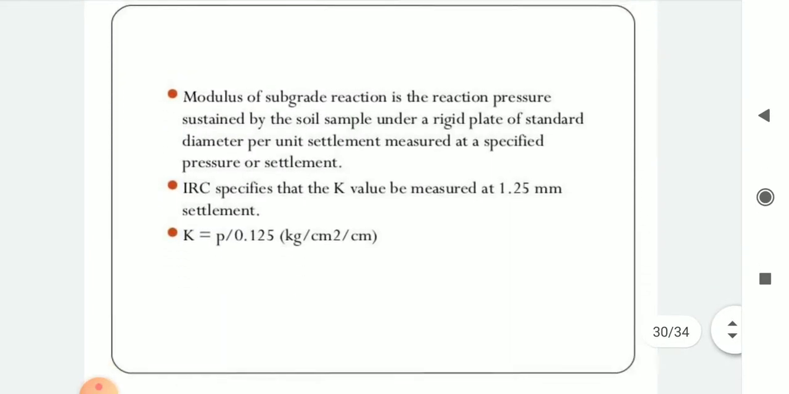Then the modulus of subgrade reaction is the reaction pressure sustained by the soil sample under a rigid plate of standard diameter per unit settlement measured at a specified pressure or settlement. IRC specifies that the K value be measured at 1.25 mm settlement. Then K is equal to P divided by 0.125 kg per centimeter square per centimeter.